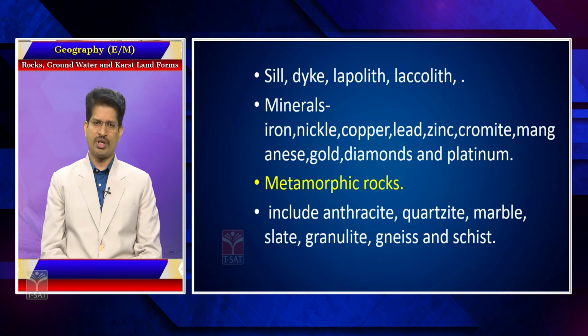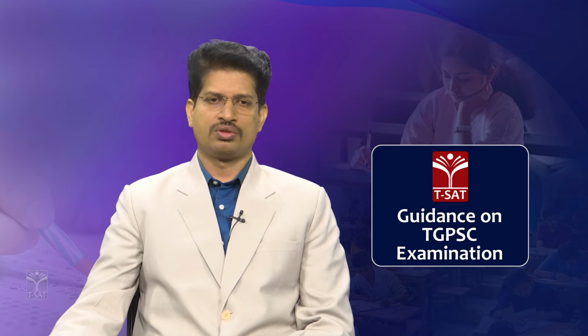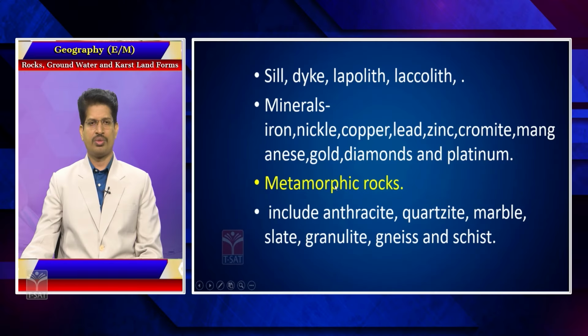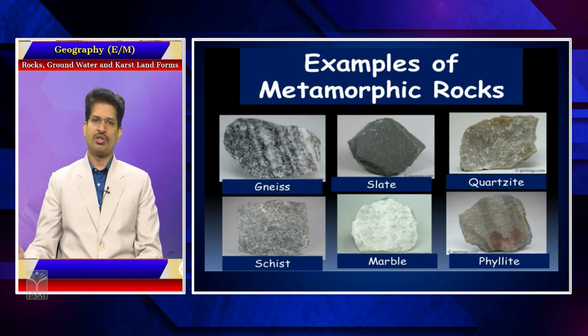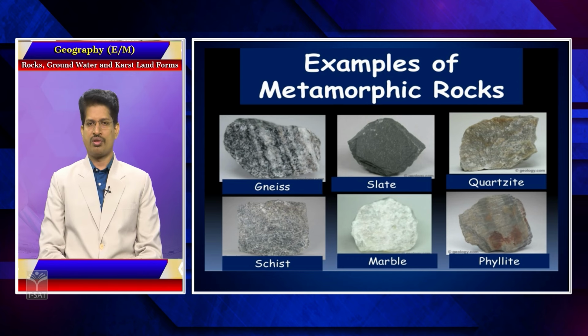So, here in the case of metamorphic rocks, anthracite is considered the purest form of coal. When coal is subjected to metamorphosis, it is converted into anthracite. So, this can be asked as an objective bit. This has already been discussed: the metallic ores derived from igneous rock bodies can be an objective bit. Examples of metamorphic rocks: gneiss, slate, marble, phyllite, schist, and quartzite. These are some examples of metamorphic rocks which can be asked in the exam.